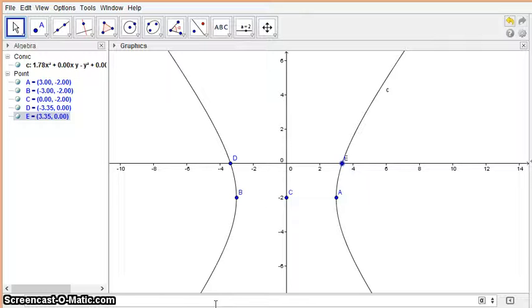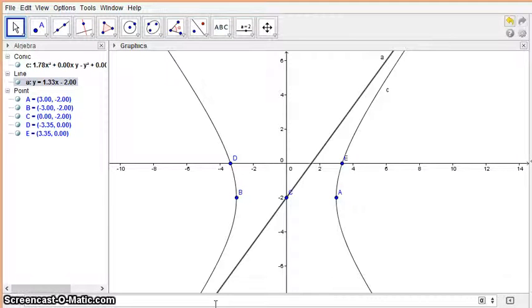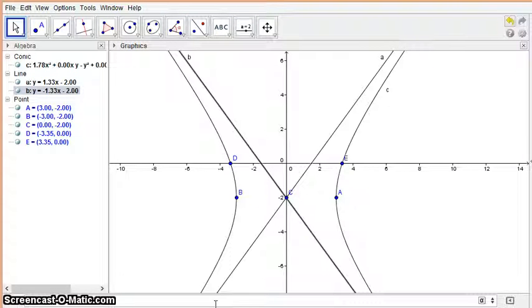I also had my two asymptotes. y is equal to 4x over 3 minus 2, and y equals negative 4x over 3 minus 2. And you can see those asymptotes come out perfectly as well. So this is what my graph looks like. It's the curvy part. You of course should draw these asymptotes with dotted lines.